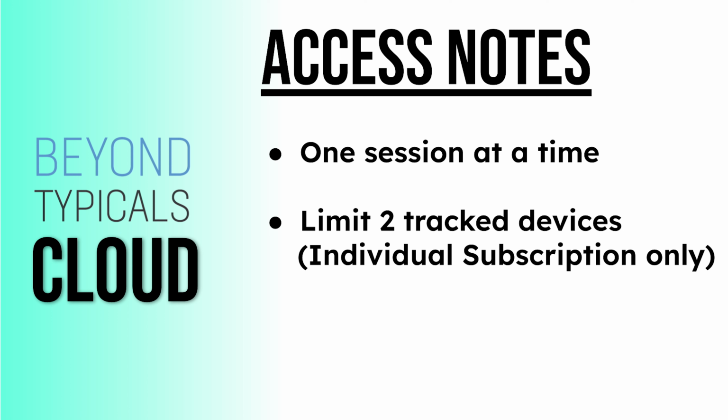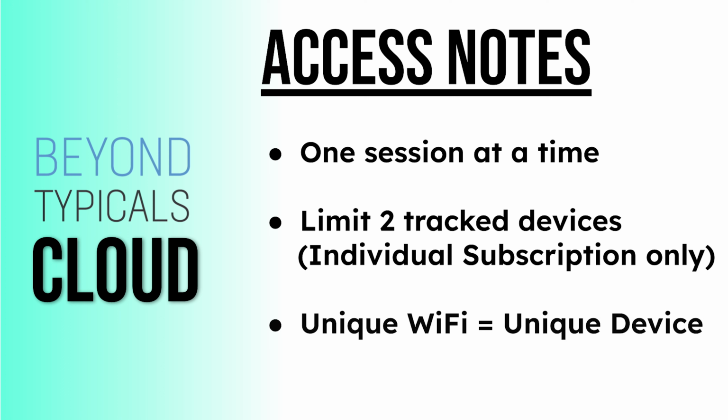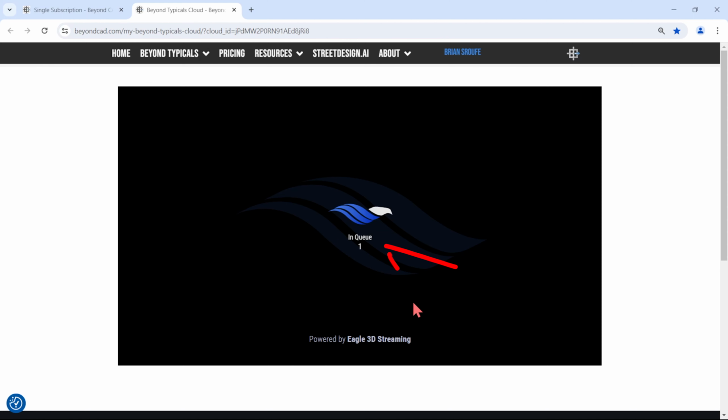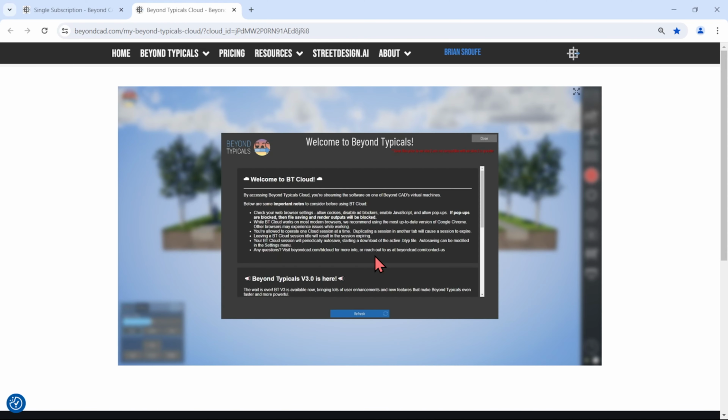Also, all individual subscriptions are limited to logins from 2 tracked devices. Since BT Cloud can't access your computer's MAC address, logging in from different Wi-Fis on the same device may be tracked as separate devices. If you encounter login limitations, please contact our support team for assistance. Beyond CAD supplies a limited number of streaming device rentals, so usage in peak times may be denied or queued. We will continuously monitor and address any supply issues as soon as possible.